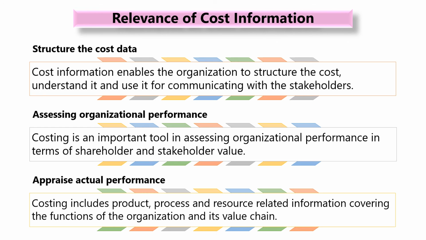Then, appraise actual performance. Costing includes product, process, and resource related information covering the functions of the organization and its value chain. Another important thing is that costing includes product, process, and resource related information, which is the main functions of any type of industry or organization and its value chain. So if any organization or industry wants to check its actual performance, they can check it through their costing systems. So on the basis of the cost data, it enables the organization to make interfirm comparison or to assess their performance on a regular basis. Understood?